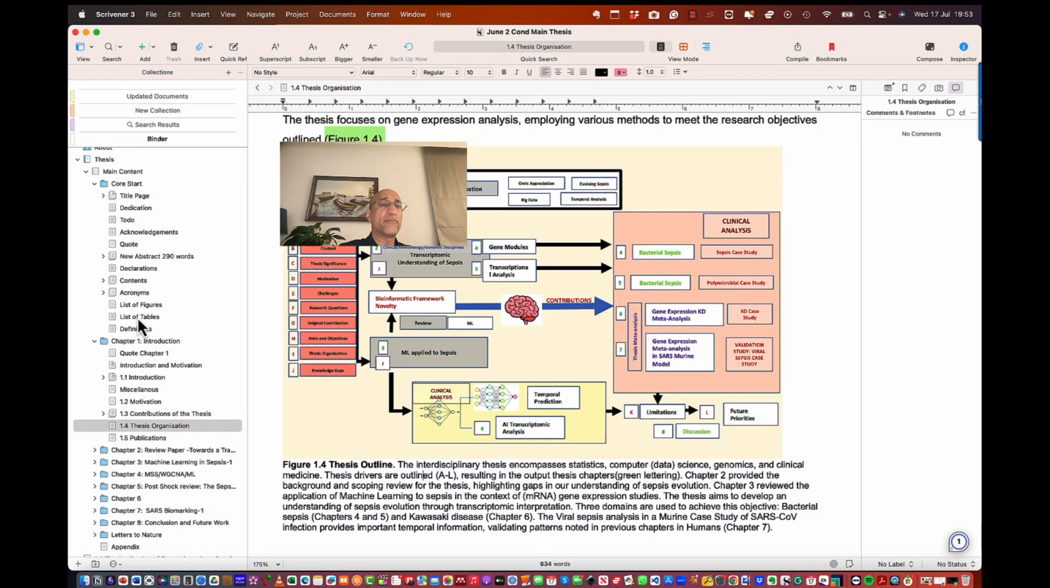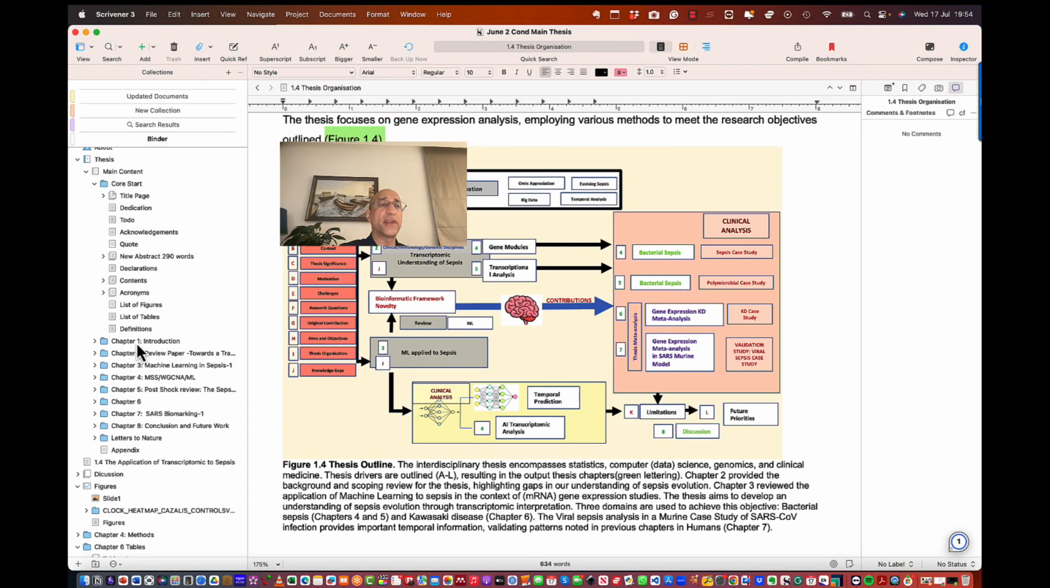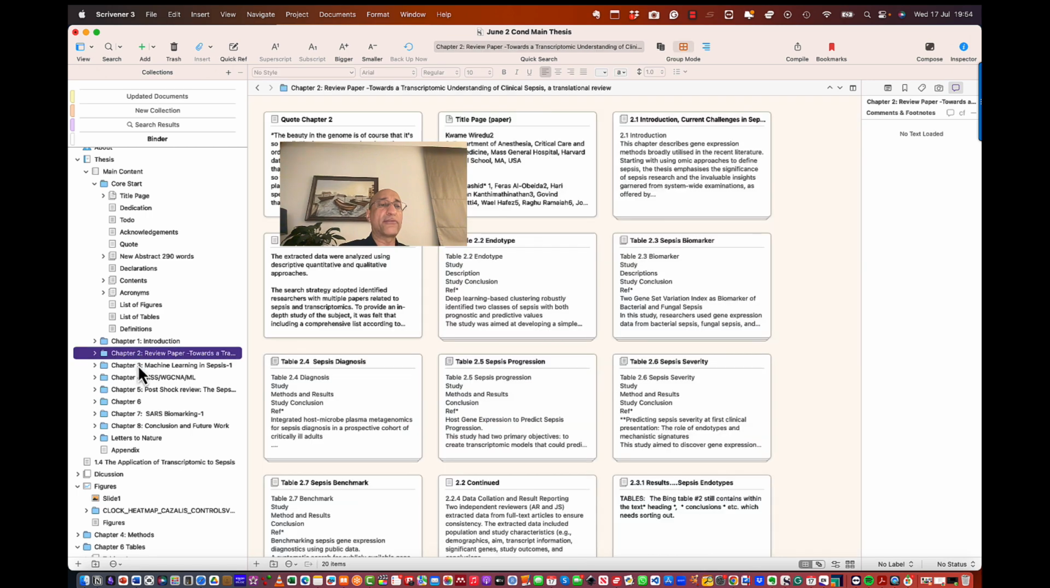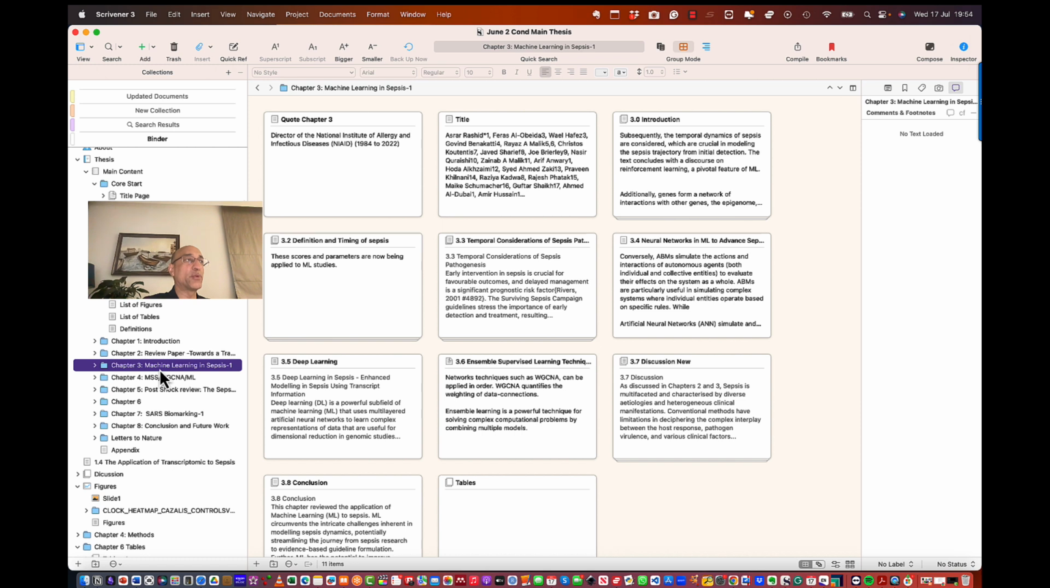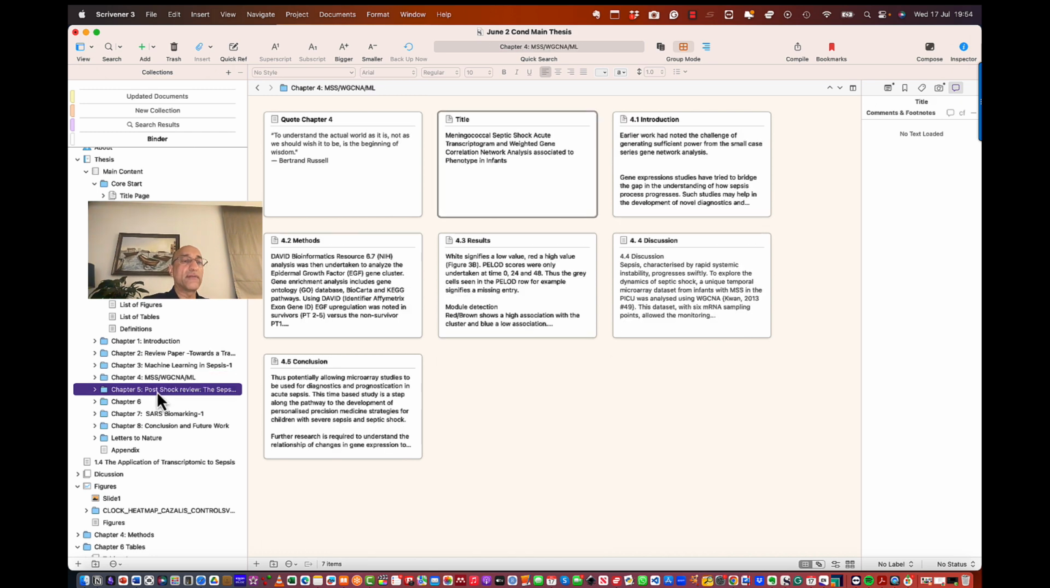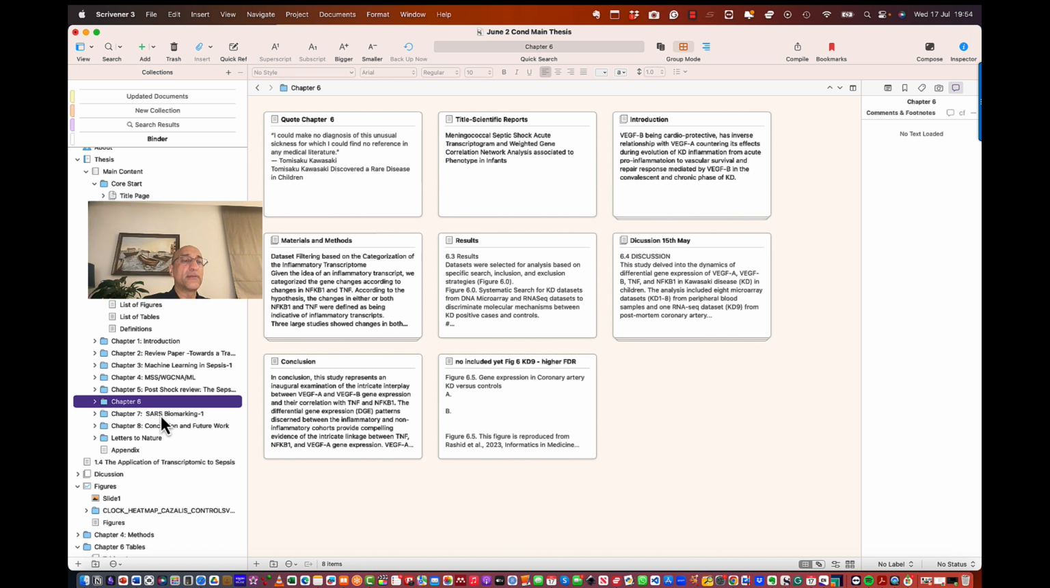So if you see my structure here, if you go back to the Scrivener, you can see we have an introduction, and actually I have two reviews. One is a sort of general review, and the second is a more technical review that helps to bring the reader from the clinical realm into the realm of computer science. And then from there on, chapters 4, 5, 6, and 7 were chapters related to the experimental or data analysis, with chapter 8 being the conclusion. So that was the structure and framework of my thesis.